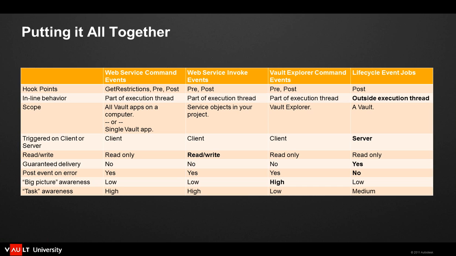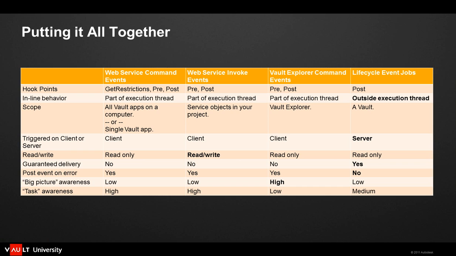So if we're talking about the inline behavior, meaning does your handler halt the application? In other words, you're executing in line with all of the existing code. The answer is yes for all of the types except for the job type. In that case, things go on as normal, the job gets queued, and it gets handled asynchronously. So that's something unique about these lifecycle event jobs. Another thing that's unique about those is that the server triggers it for the jobs. In all other cases, it's the Vault client that's doing the triggering.